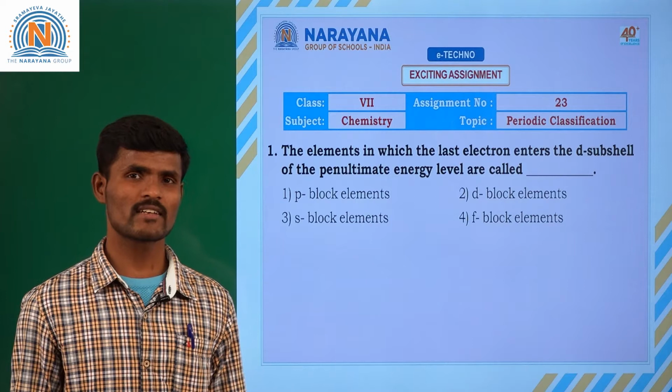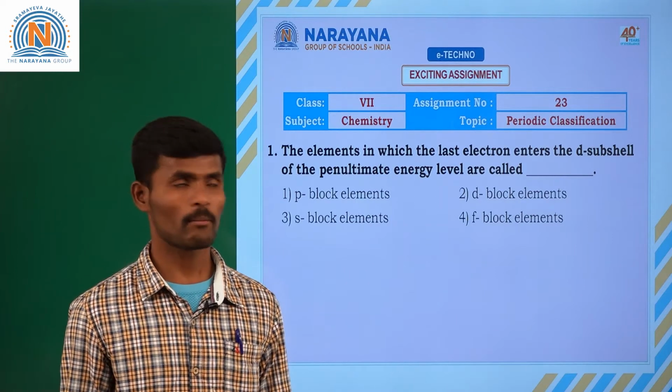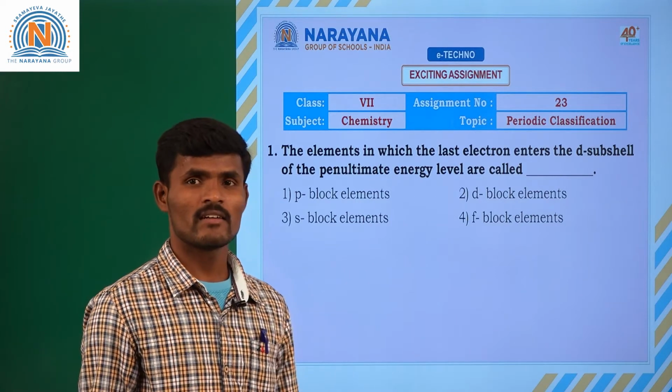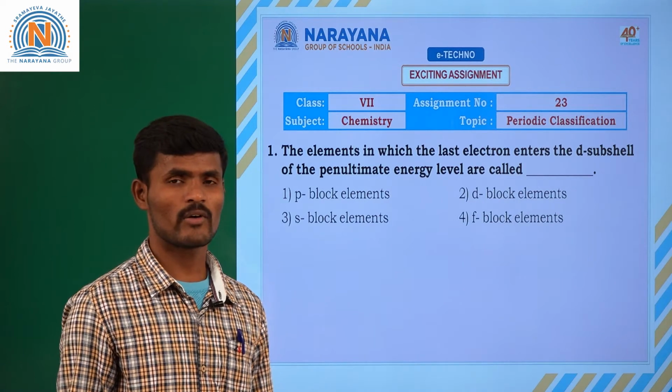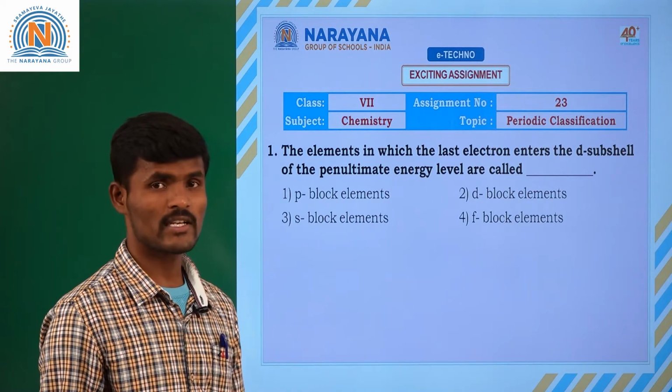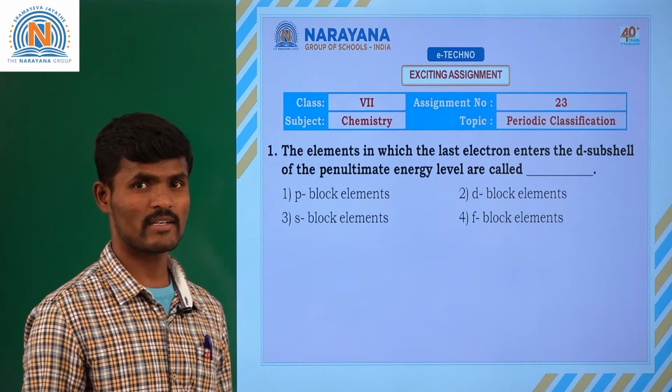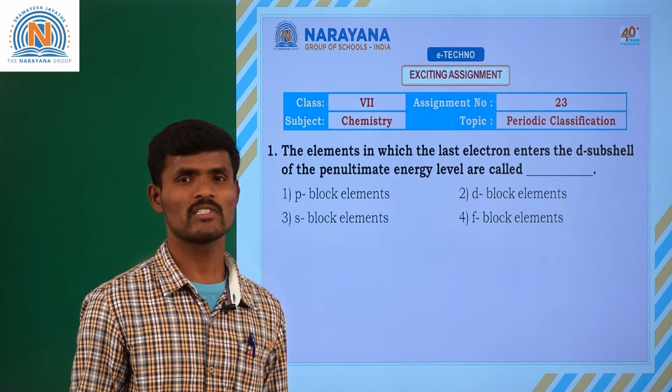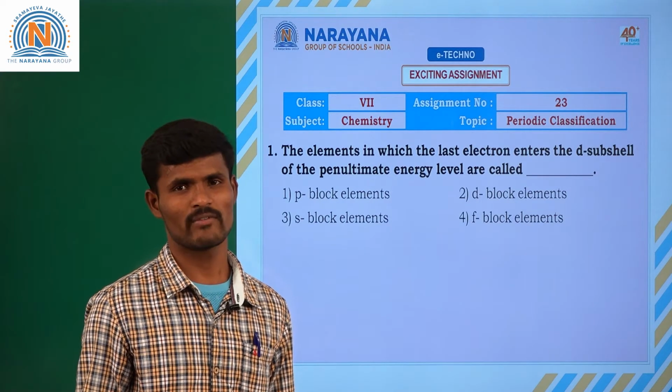Today we are going to discuss assignment number 23, 7th class chemistry. Our topic is periodic classification. In this assignment, we have a total of 5 questions. Now let us discuss one by one.